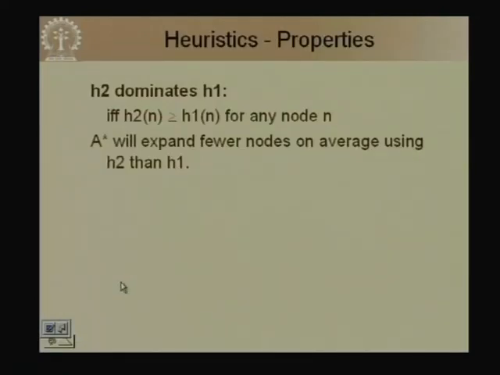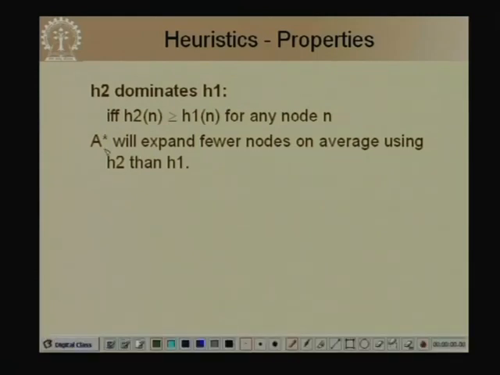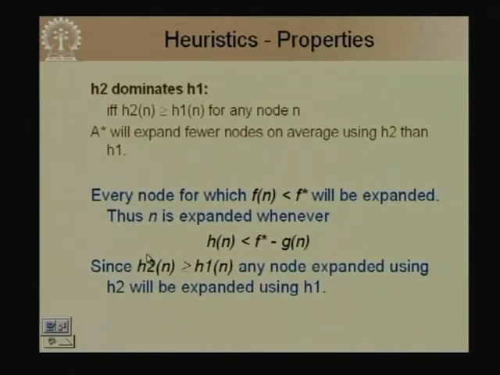Now, let us look at properties of heuristic functions. Suppose we have two heuristic functions h2 and h1. We say that h2 dominates h1 if the value of h2 at any node n is greater than the value of h1 at that node n, and we can show that A star will expand fewer nodes on average using h2 than when using h1. Now, let us sketch the proof of this.